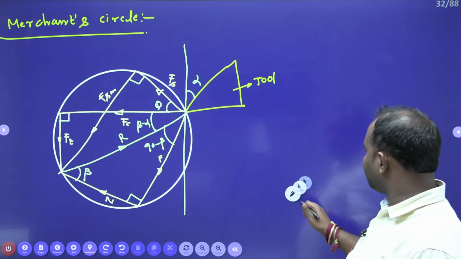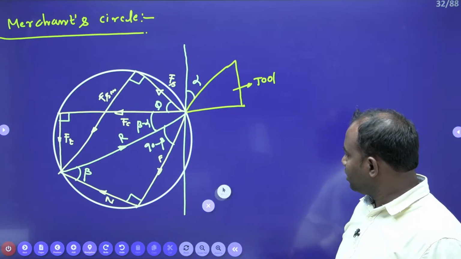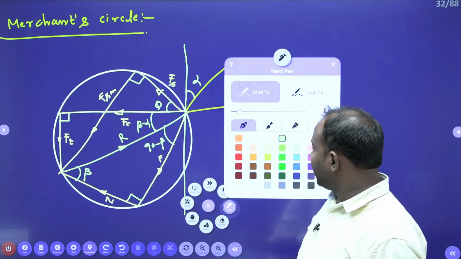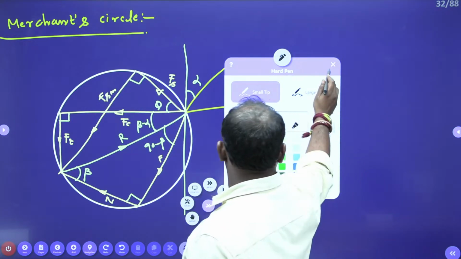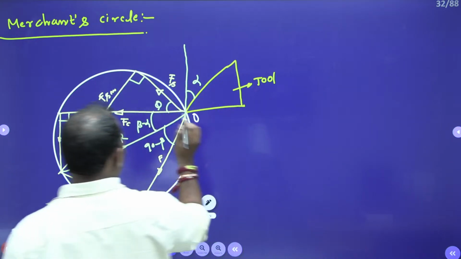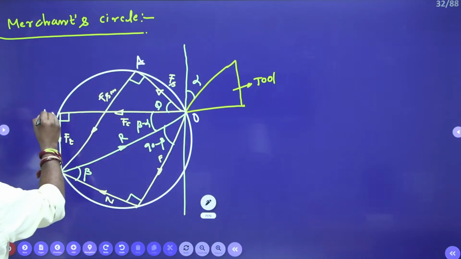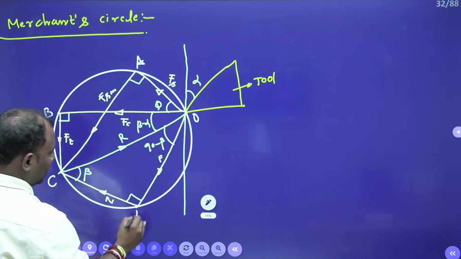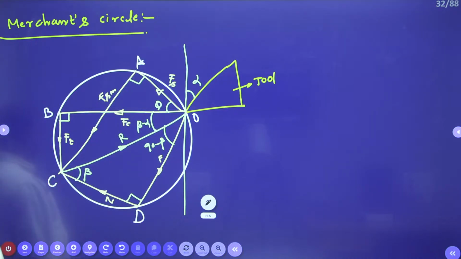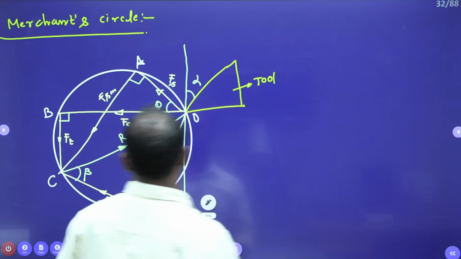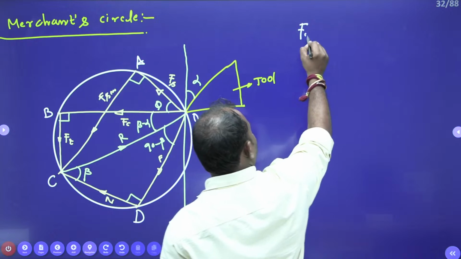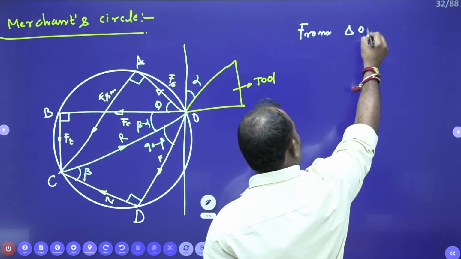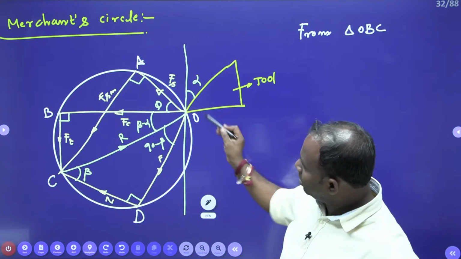Okay. Now from here I just draw and give some names over here: O, A, B, C and D. Okay, right. Now from the triangle, what is this total angle, guys? So first we'll take triangle OBC. From triangle OBC.